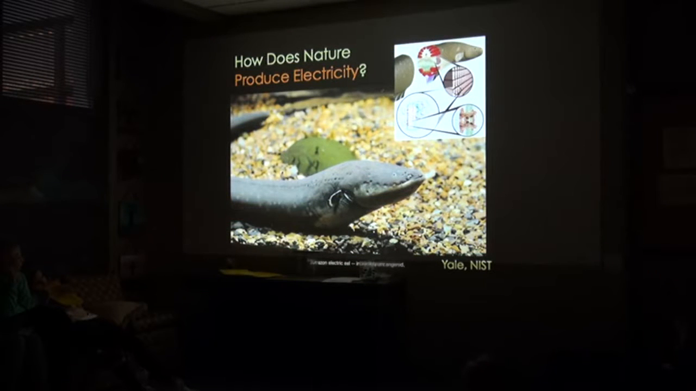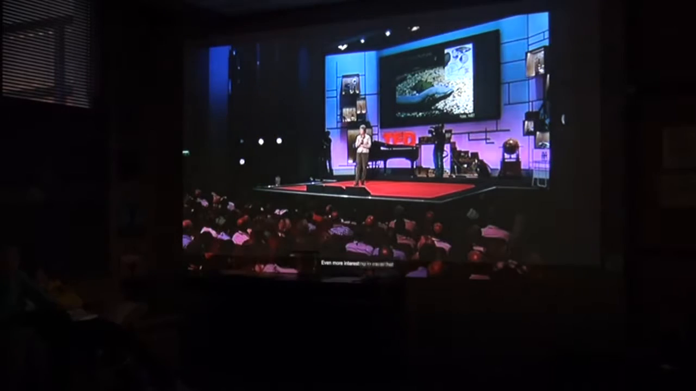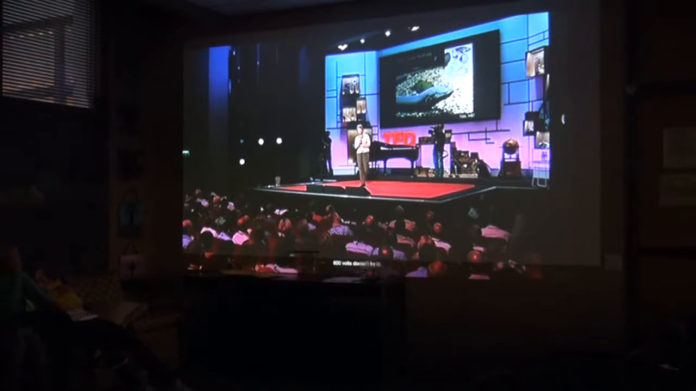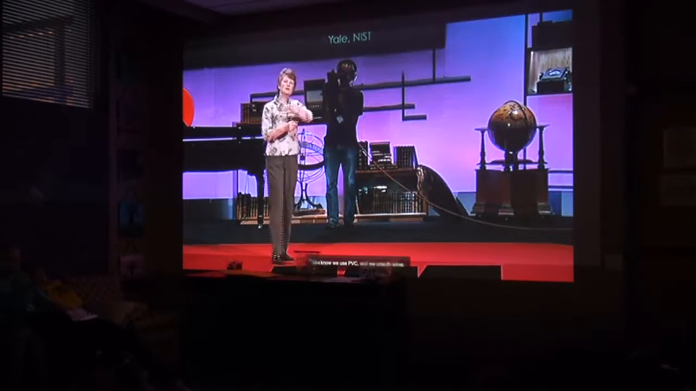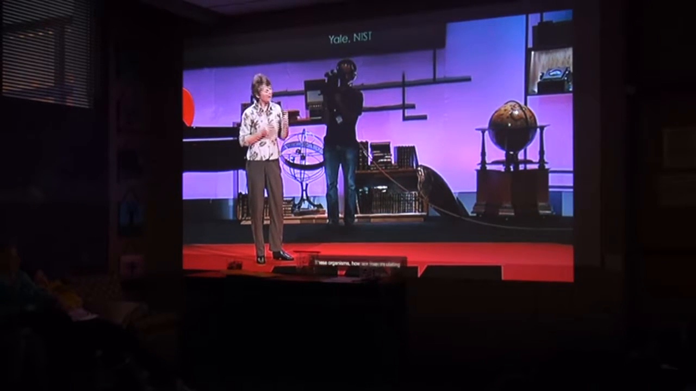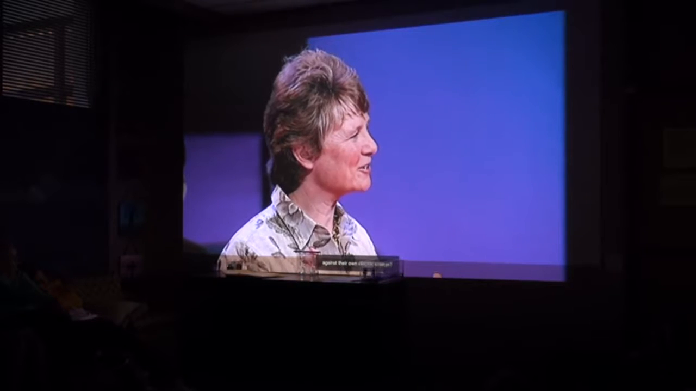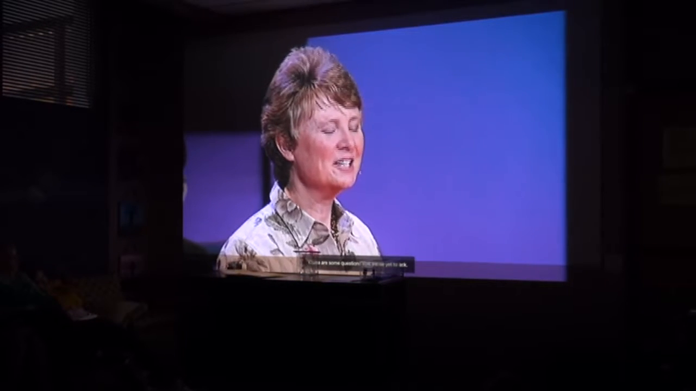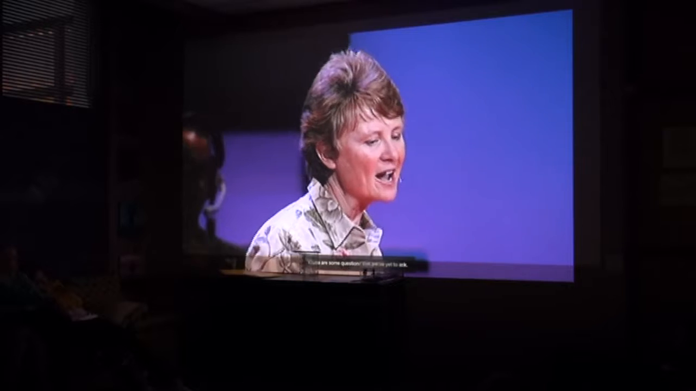Amazon electric eel, incredibly endangered some of these species, creates 600 volts of electricity with the chemicals that are in your body. Even more interesting to me is that 600 volts doesn't fry it. We use PVC and we sheathe wires with PVC for insulation. These organisms, how are they insulating against their own electric charge? These are some questions that we've yet to ask.